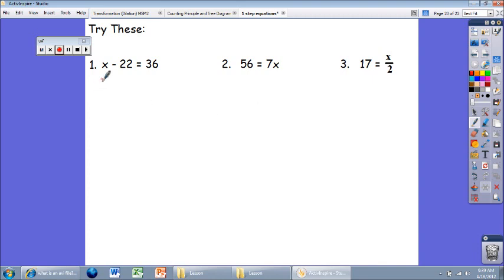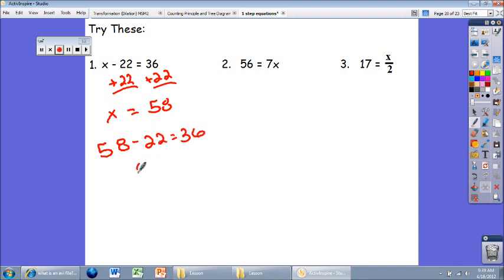Alright, welcome back. So this one, x minus 22 equals 36. Here's our variable, so we want to isolate it. So we isolate that by getting rid of what's next to it. So the opposite of minus 22 is plus 22. So the golden rule of algebra says do to one side what you do to the other. So you have just an x over here. 6 plus 2 is 8. 3 plus 2 is 5. So I'm saying x equals 58. So plug that back in. Make sure it works.